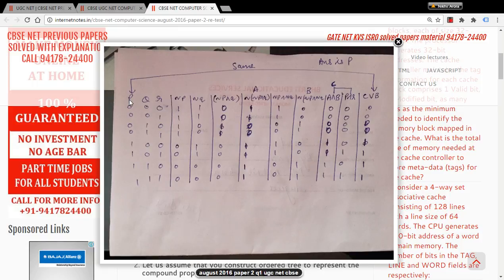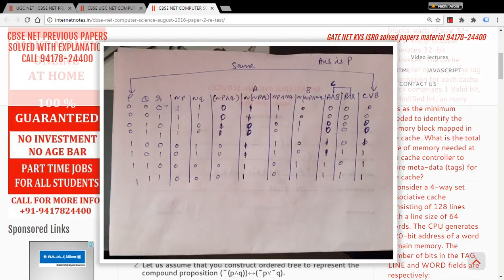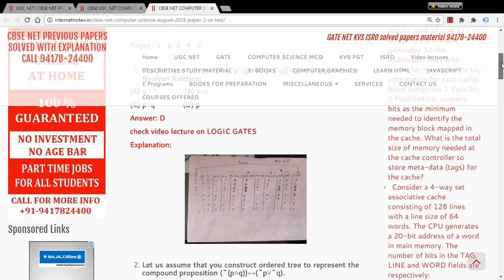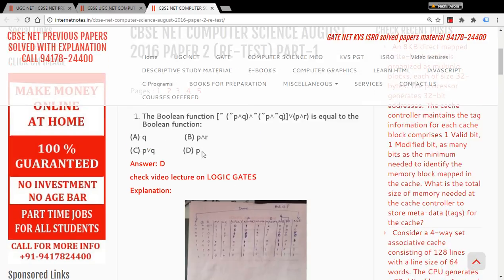So first of all, you can see P, Q, R. We have to find the complement of P, the complement of Q, and you can see all the data. In the end, you can see P is equal to C or B. So we can say that the answer will be P, right? The answer will be P.